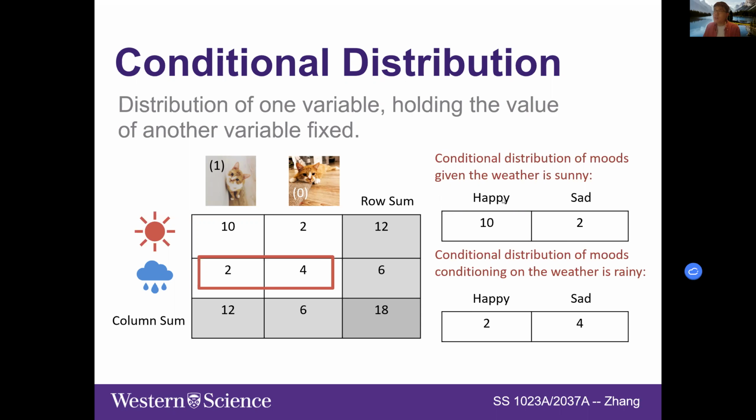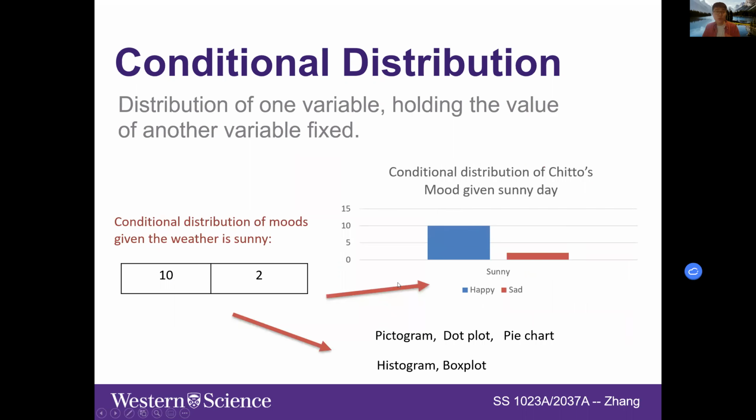Since it is a distribution, we can use other ways to express it. For example, we can use what we learned in lecture 3, where we use the bar chart to display the distribution for a categorical variable. And similarly, we can use the pictogram, dot plot, or pie chart to display this information. But the problem for this conditional distribution is that right now we only focus on the categorical variable. So in that case, we cannot use the histogram or box plots to display this conditional distribution, because the histogram and box plot are for quantitative variables and not for categorical variables.